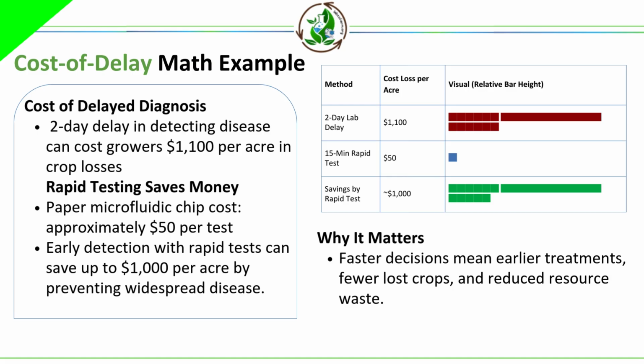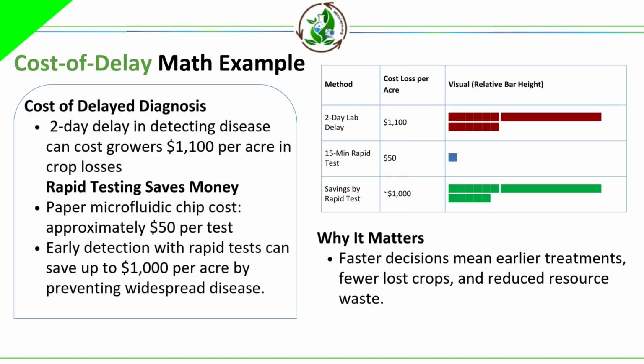Now compare that to a paper microfluidic chip that costs around $50 per test, but gives you results in about 15 minutes. With that rapid detection, you can catch the problem early, treat sooner, and avoid most of that $1,100 loss. Summed up simply, even if you spend $50 on the test, you save about $1,000 in crops. That's a net gain of roughly $950 per acre.